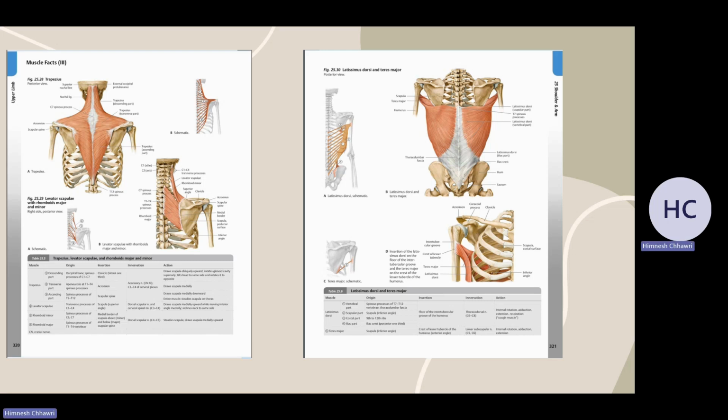Origin: T7 to T12 spinous processes and thoracolumbar fascia. Also from ribs 9 to 12, and the iliac crest. Very visible. Easy. It twists and inserts into the floor of the intertubercular groove of the humerus. Innervation by the thoracodorsal nerve, again from the brachial plexus.